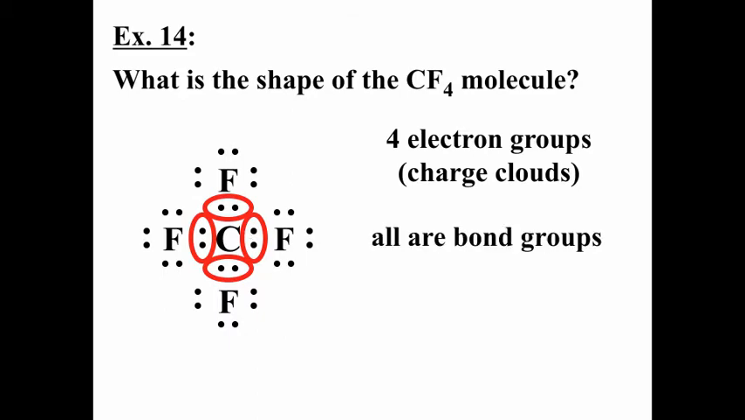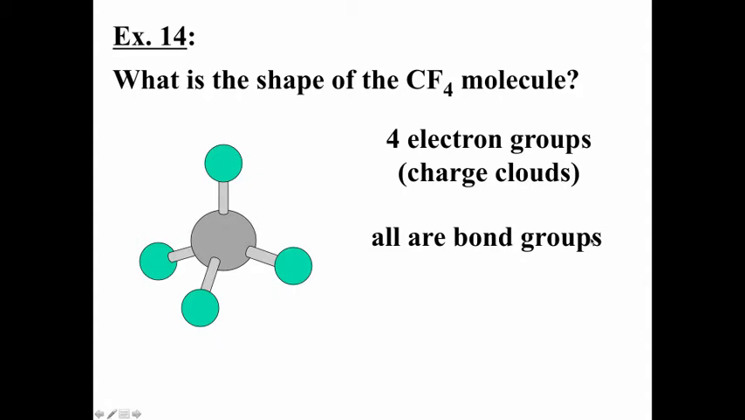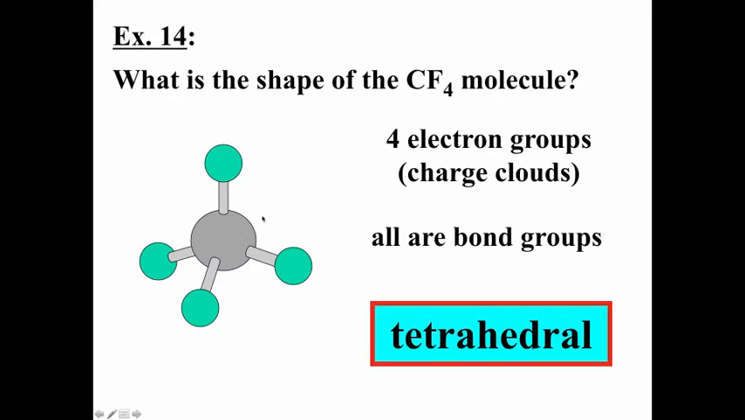And when we have 4 charge clouds, and all of them bond to something, then it looks something like that. And that's one of the shapes we've seen before. 1 charge cloud bonded to an atom, a second charge cloud bonded to an atom, a third, and a fourth. And that is the shape that we call tetrahedral.